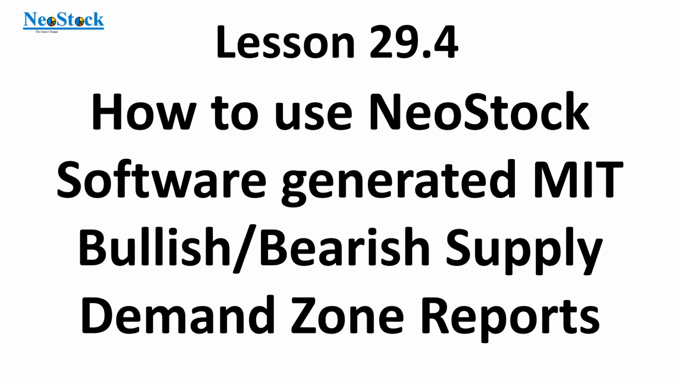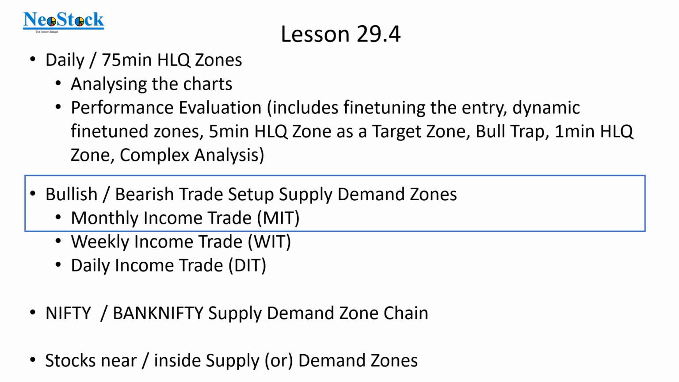We are at lesson 29.4. It is about how to use NeoStock Software generated monthly income trade, bullish or bearish trade setup, supply demand zone reports. And this lesson is having dependency on the earlier lessons.